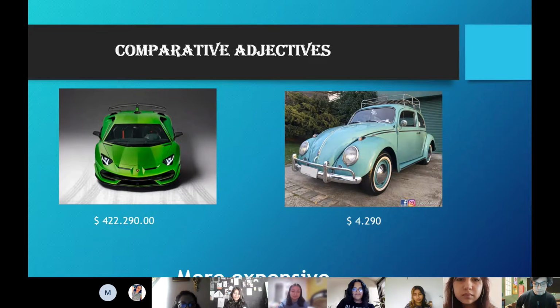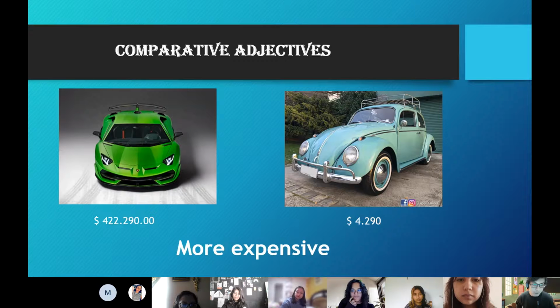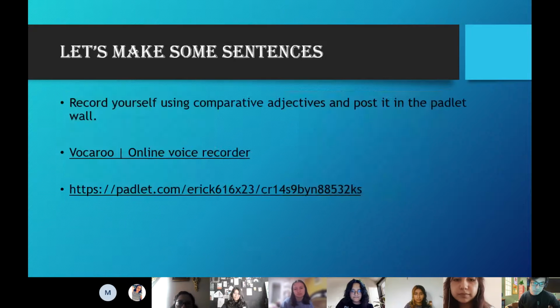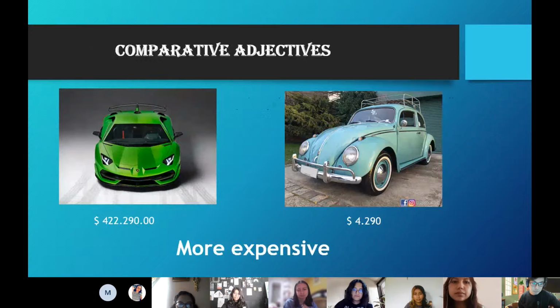Let's see. Miss Madeline, can you help me with this? The Lamborghini is more expensive than the Pichirilo, yes. Than this garbage. Don't forget to use than. Okay.